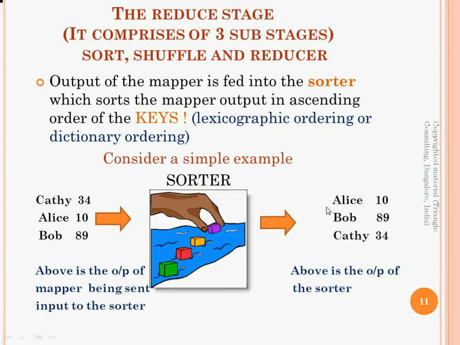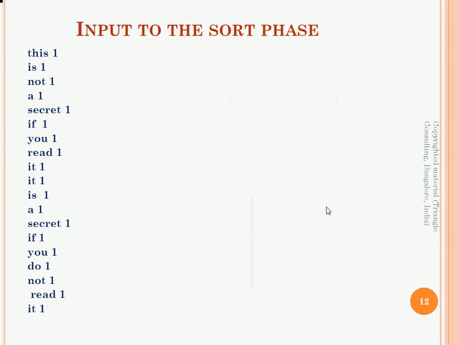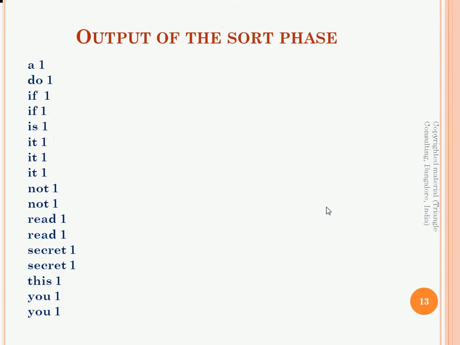This should be pretty clear now: what happens when the intermediate output of the mapper goes through a sort phase. This is a simple example for the sake of understanding what a sorter does. If the same operation is performed on the intermediate file generated by our mapper in this example, this is what it would look like. This is the input to the sort phase, which is the output of the mapper, and after sorting it would look like this.